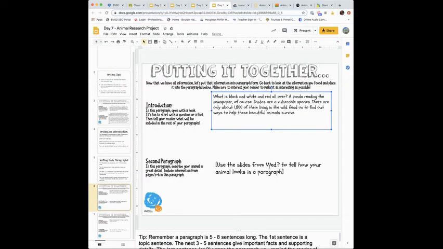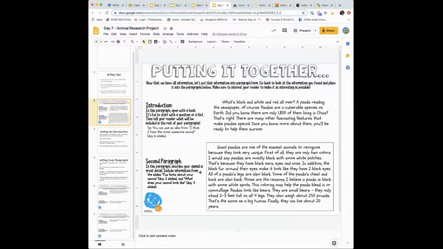I think I'm going to need more space for paragraph 2. Let's take a look at what the assignment says, and then there are some tips to keep in mind. Okay, so it says here for the second paragraph, in this paragraph, describe your animal in great detail. Include information. So actually mine says include information from the slides fun facts about your animal, day 2 slides, and what does your animal look like, day 3 slides.